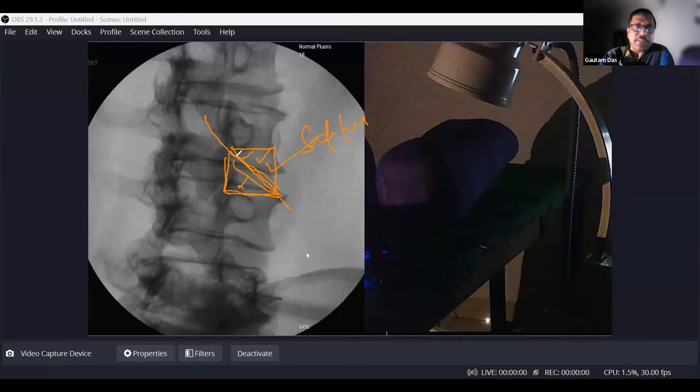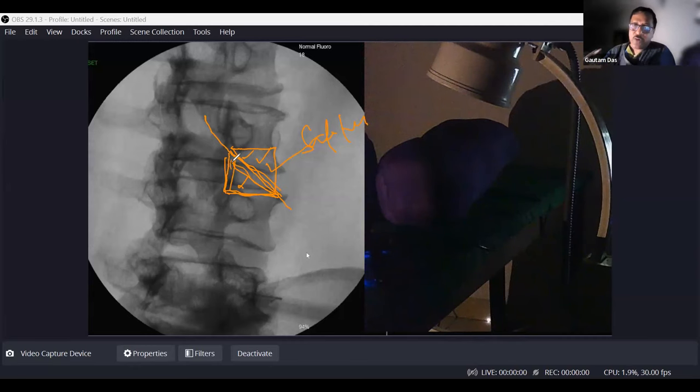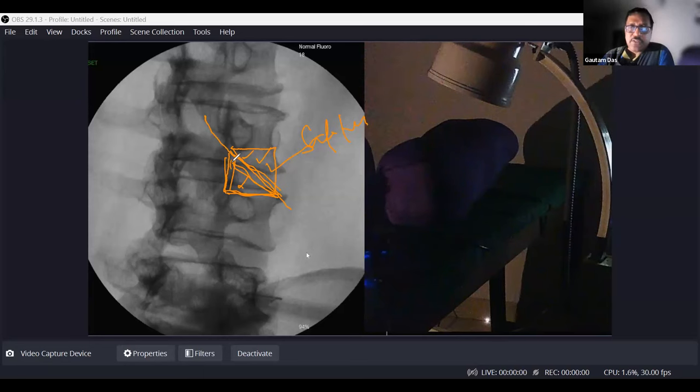Whereas in Kambin's triangle, below the nerve, which is also called the infraneural approach to the transforaminal epidural, there are only some tiny blood vessels and some ligaments, and mostly it is loose areolar tissue. So you can do the procedure there, and we will not have any major complications if we introduce the needle in the inferior part of the triangle, which is known as Kambin's triangle.